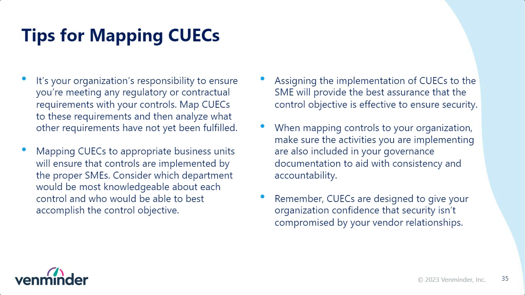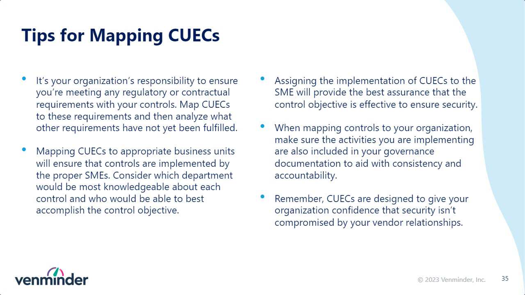Mapping CUEs to appropriate business units will ensure that controls are implemented by the proper people and SMEs. And this goes along with the previous slide, where we talked about getting the right people to do that work for you. You want to consider which department would be most knowledgeable about each control and who would be best able to accomplish the control objective. Assigning the implementation of CUEs to a SME is going to provide you that assurance that the control objective is effective to ensure the security it's trying to create.